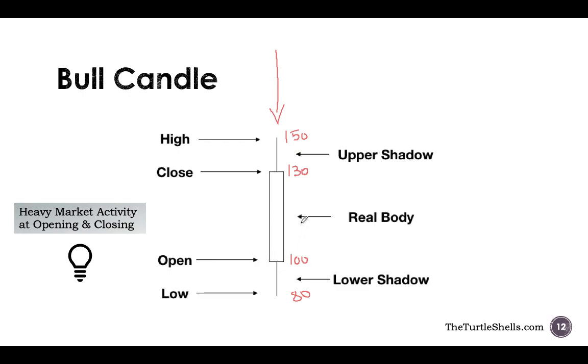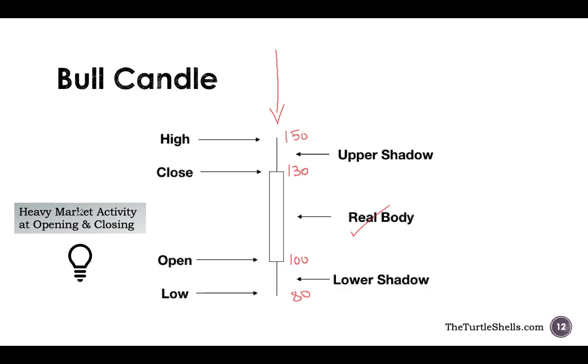And this rectangular portion is called the real body. The distance between the high and the close for a bull candle is called the upper shadow. This is also called the upper wick, and this is the lower wick or the lower shadow, the distance between the open and the low.